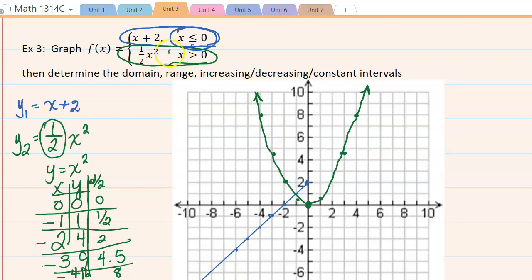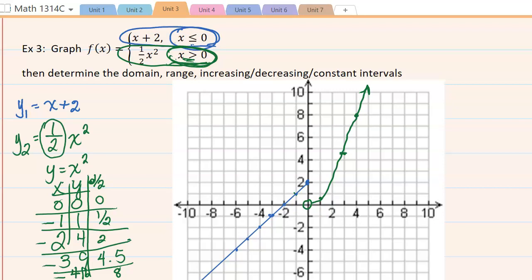Then we need to take a look at our domain restriction. It says it's only good for those values of x greater than 0. So we want to keep these, but we need to erase these that are on this side. Notice also that we have an open circle at our origin. So I'm going to make sure I write that here because it's not equal to 0. And that should be our graph.